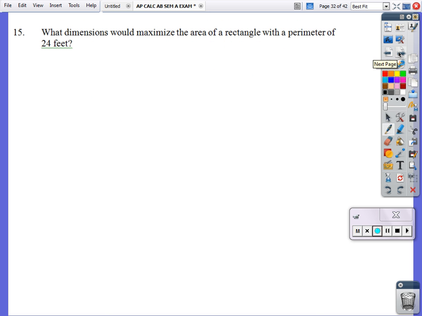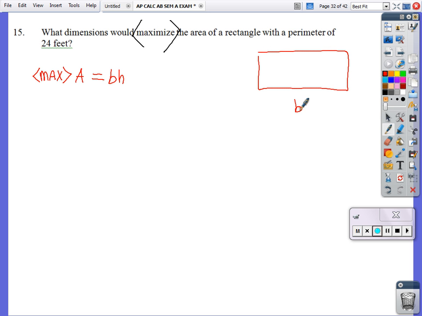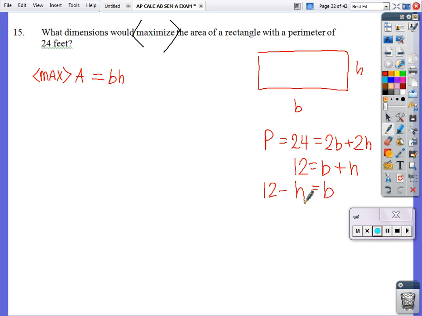Number 15, what dimensions would maximize the area? So I'm going to maximize an area of a rectangle. So let's come over here. Let's look at this rectangle. I have base times height, but I do know that the perimeter is 24 feet. Well, the perimeter would be 2 bases plus 2 heights, so I get that 12 is equal to base plus height. I get that base is equal to 12 minus h.